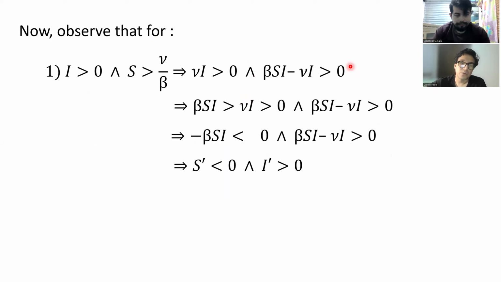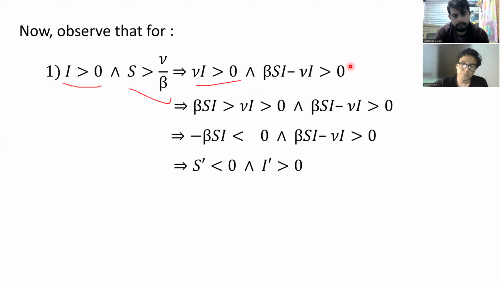To analyze the nuclear behavior, we have to analyze by parts. Since I and S are always positive because we are talking about populations, suppose that I is positive and S is greater than V over beta. First, VI is positive since V is positive and I is positive.